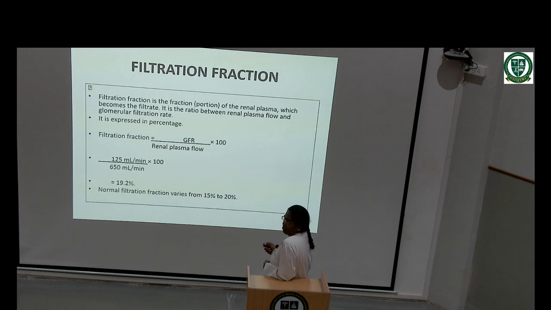Filtration fraction of renal plasma which becomes a filtrate is the ratio of GFR to the renal plasma flow. It's expressed as a percentage, for which we multiply by 100. GFR is 125 ml per minute. Renal plasma flow is 650 ml per minute, which gives 19.2%. So normally filtration fraction varies from 15 to 20%.